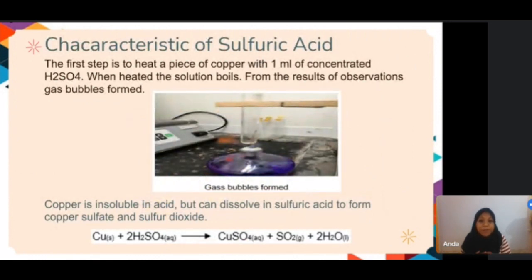Characteristic of sulfuric acid. The first step is to heat a piece of copper with 1 molar concentrated H2SO4. When heated, the solution boils, and from the result of observation, gas bubbles form. Copper is inserted and can dissolve in sulfuric acid to form copper sulfate and sulfur dioxide. Gas bubbles formed. And then the reaction, this is my picture.